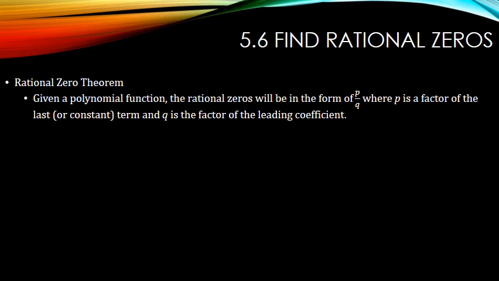Remember, rational zeros are rational numbers that can be written as fractions. So we want all the zeros that can be written as fractions. The rational zeros will be in the form of p divided by q, where p is a factor of the last constant term, and q is a factor of the leading coefficient.